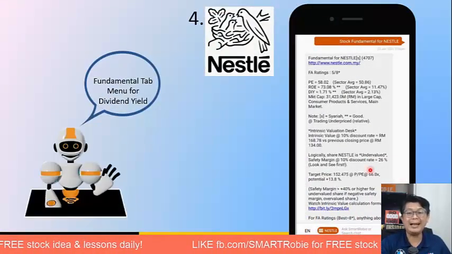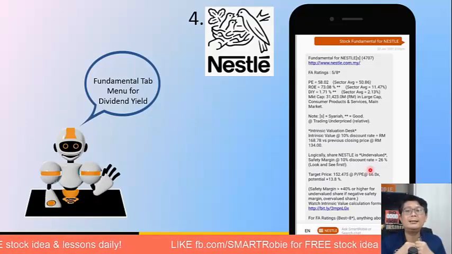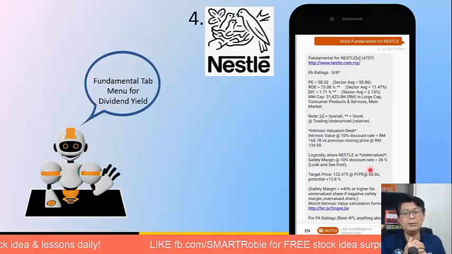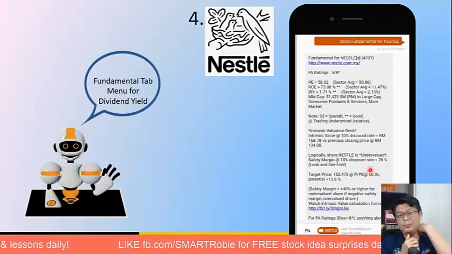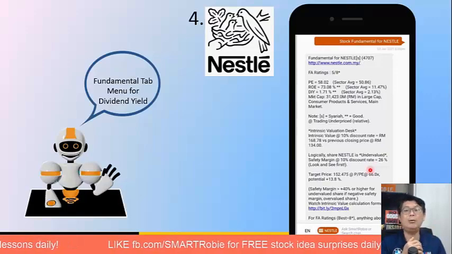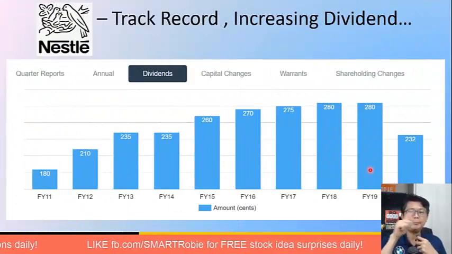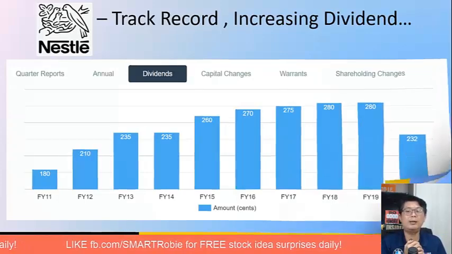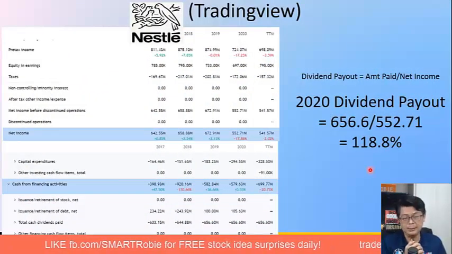Then the next one will be Nestle. So Nestle doesn't fall into this category. It is Sharia compliant, but Nestle is $131. So if you want to buy 100 shares, not enough. Okay, 100 shares at $131 will be 13,000, because our target is only 5,000 ringgit in here. But having said that, just quickly go through it. It continues to have a strong increasing dividend. Okay, one of the criteria in here. Dividend payout is about 120%.